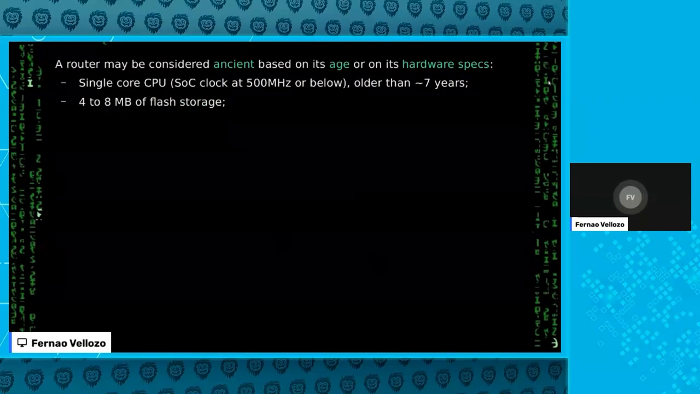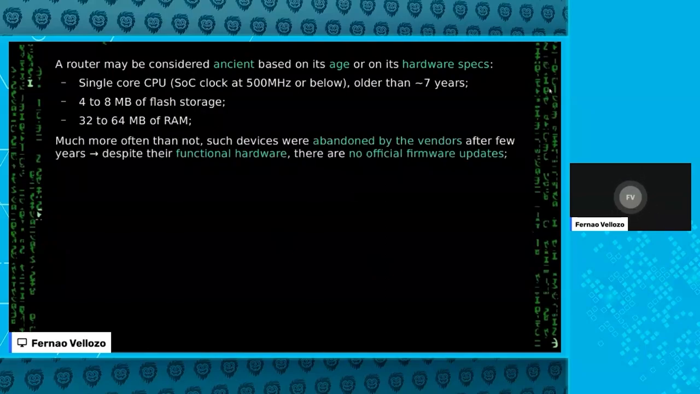Also, these routers normally have 4 to 8 megabytes of flash storage. That's a problem because you simply can't fit the system quite well in there. They have 32 to 64 megabytes of RAM. If you have a device with 4 of storage and 32 of RAM, you can still do some cool stuff in there, but less than that is practically impossible. And 8 megabytes and 64 megabytes of RAM is borderline: the newer versions of OpenWRT and other systems will work, but it might be unstable, it might be prone to crashes and all that.